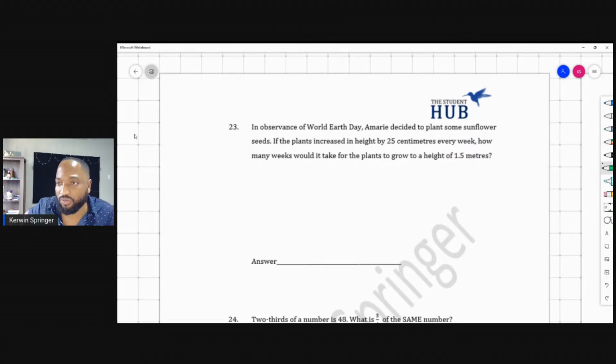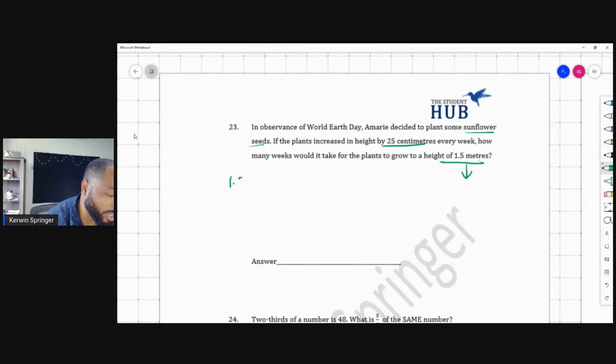In the observance of World Earth Day, Amari decided to plant some sunflower seeds. If the plants increased in height by 25 centimeters every week, how many weeks would it take for the plants to grow to a height of 1.5 meters? It's going up 25 centimeters. I think I should change 1.5 meters to centimeters.